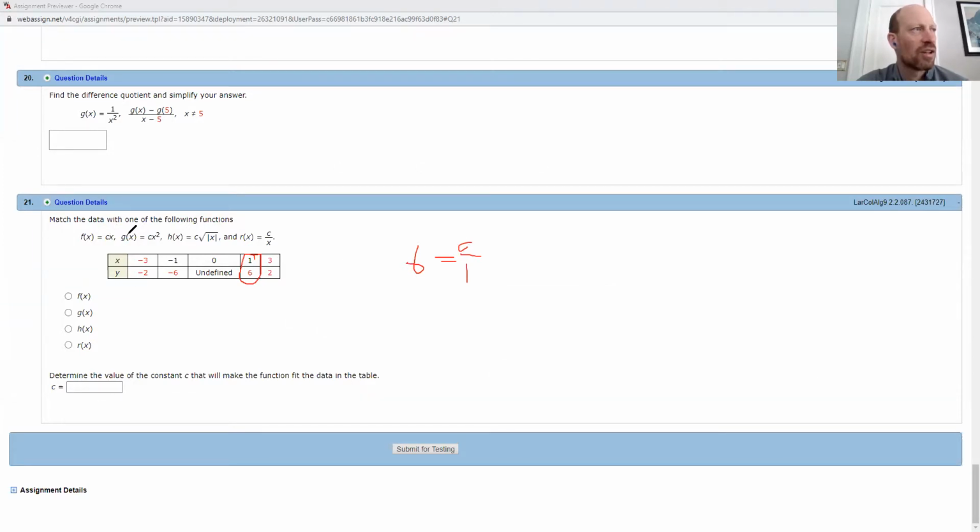Or wait, where am I? X is 1. Oh, I got it mixed up, that's why, right? C over x. X is 1, and y is that. So that has to be 6. You can check the other values and verify that that works. Okay.